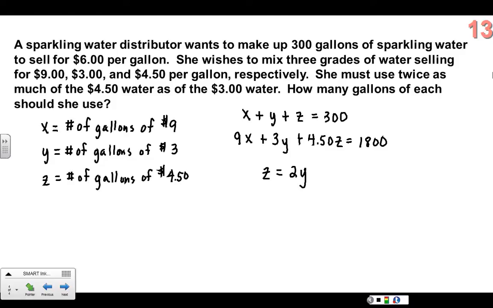So with the fact that they gave us Z equal to 2Y, that's a pretty easy equation. I could use that to just substitute. So I'm just going to back substitute. Instead of putting Z in my equations, I'm going to use 2Y. So in the first equation, I will have X plus Y, instead of Z, I'm going to put plus 2Y equal to 300. And so we know that's going to be X plus 3Y equal to 300.